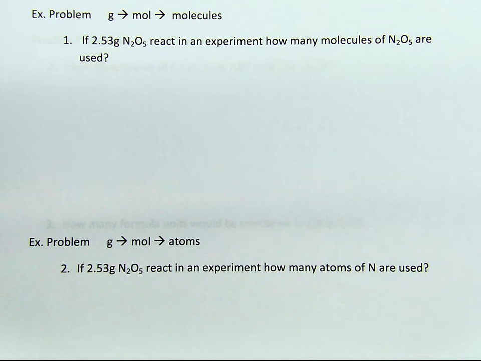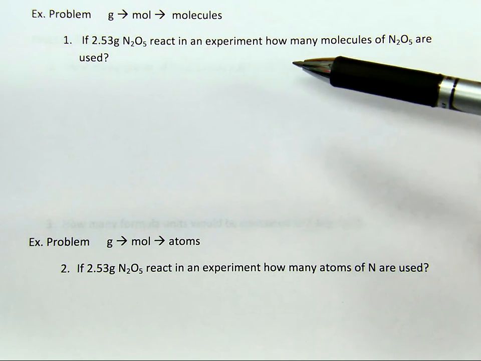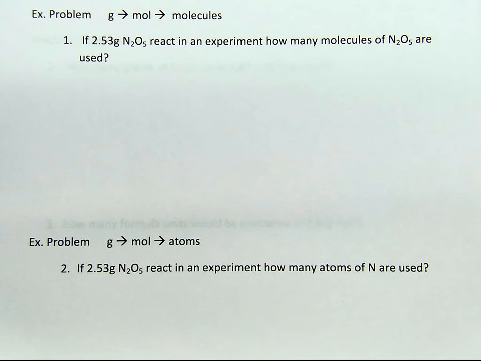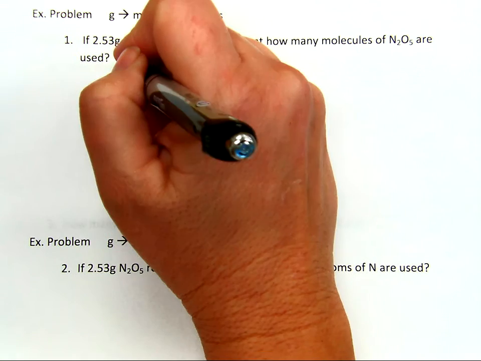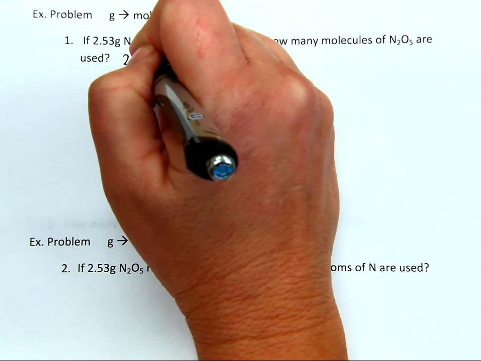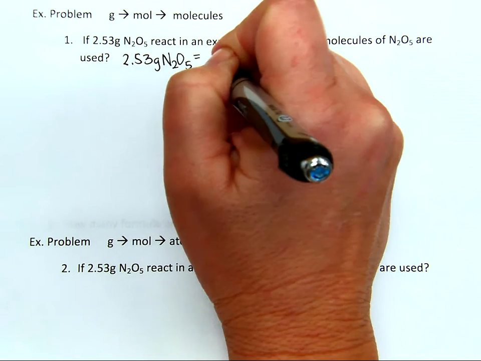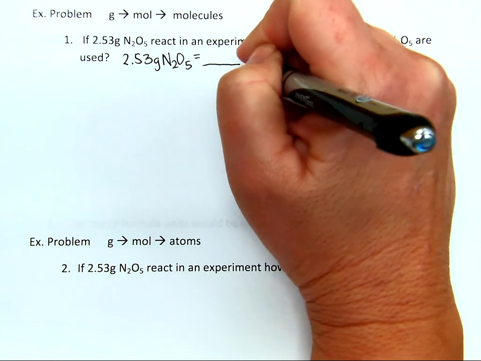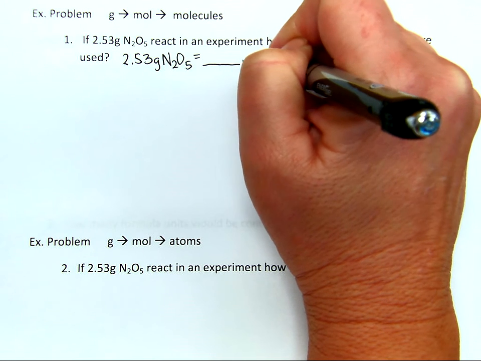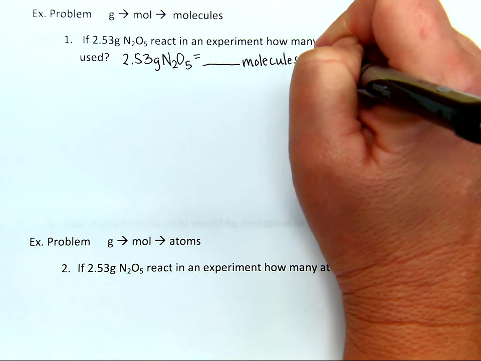Here we go. We're going to do a little conversion. This particular conversion is converting from grams to moles to molecules. As with every problem, we want to take a look at what's been given and where it is we want to go and let that guide us. So let's pull out in this problem 2.53 grams of N2O5, and we want to know how many molecules of N2O5 this is going to be.